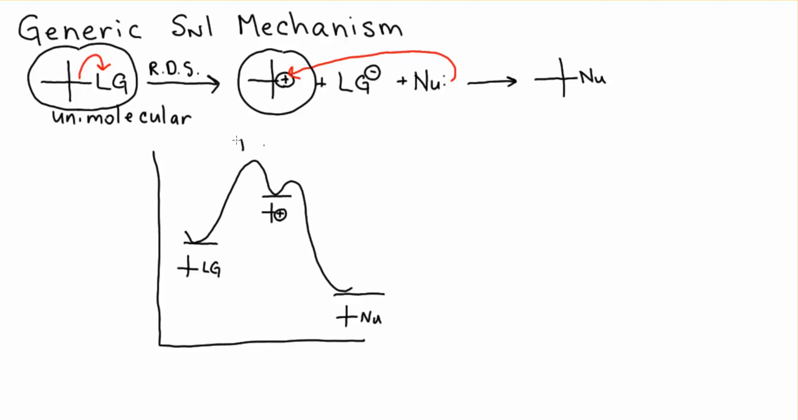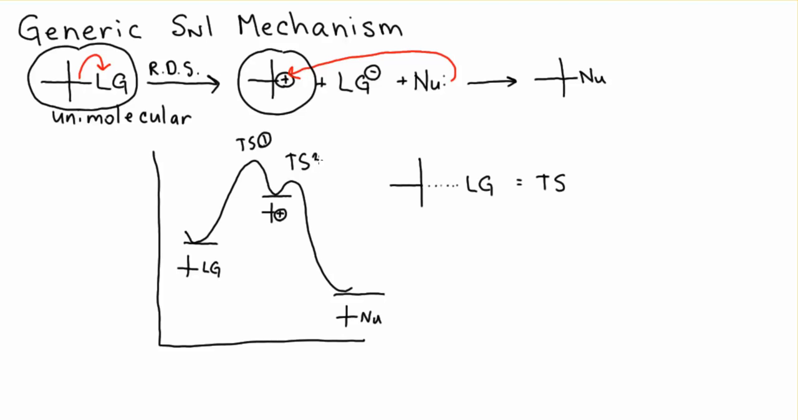The top of the hills are the transition states. Bonds are made and broken in the transition state. So in our first transition state, what happens is the bond between the carbon and the leaving group is breaking. That's what is going on in the first transition state. And after the bond is broken, you have the carbocation intermediate.